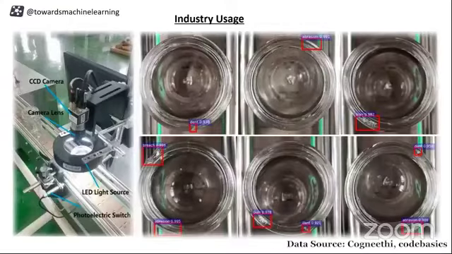Next thing is you can see in industries as well. This is one of the examples that I saw. This is an industry application for glass manufacturing, and you can see that if there is any dent, it is able to detect that dent, draw a bounding box around it, and tell you how confident it is that it is a dent, or an aberration, or a burr.